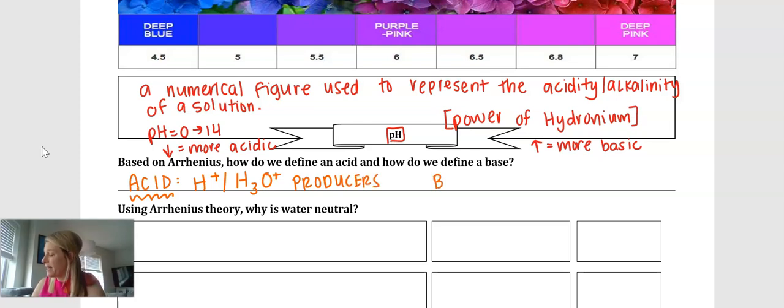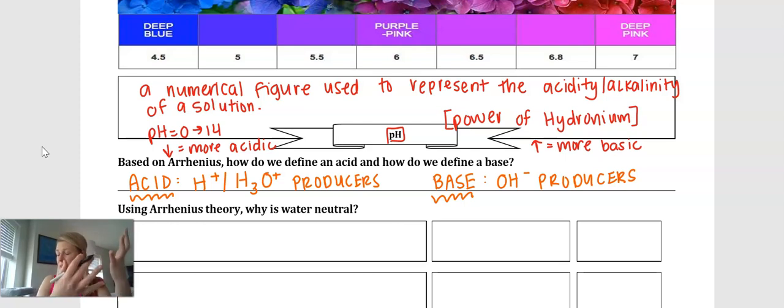If I have a base, then that means that I need to produce OH minus, or hydroxide ions, in solution. So, acids: H plus, H3O plus. Bases: OH minus. We've talked about something that's acidic. We talked about something that's basic.